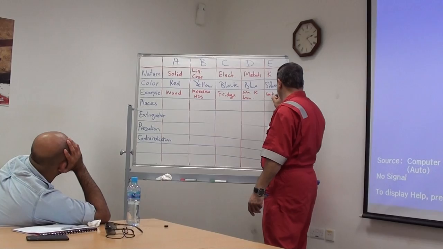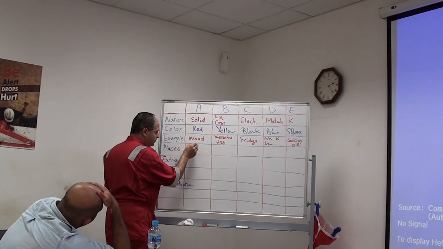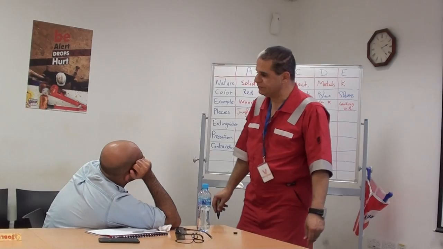The places where we find class A. In the jungle, the forest. How do we put out the fire in the jungle? Water.